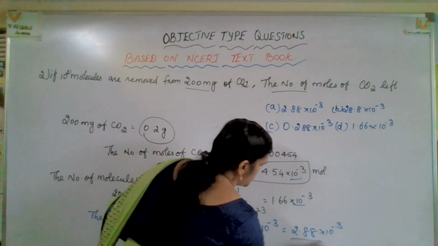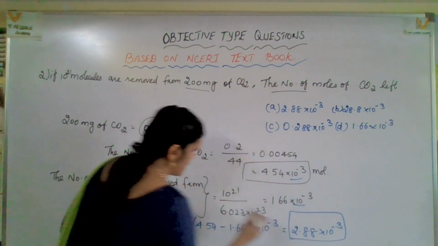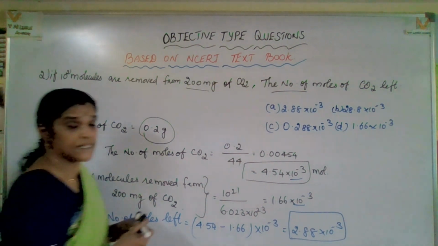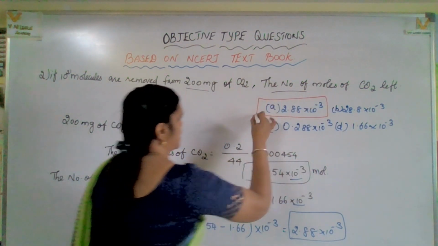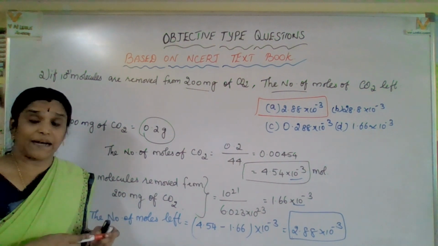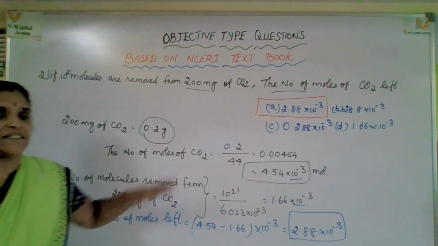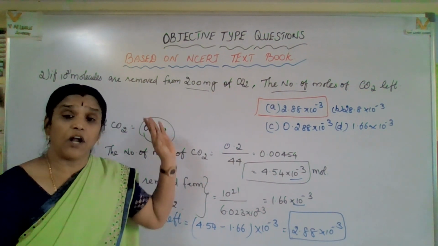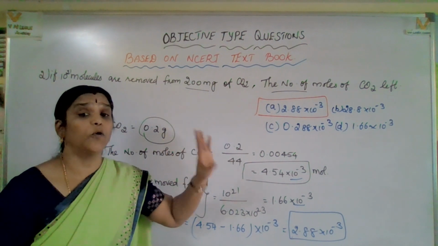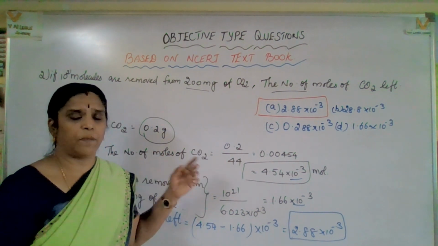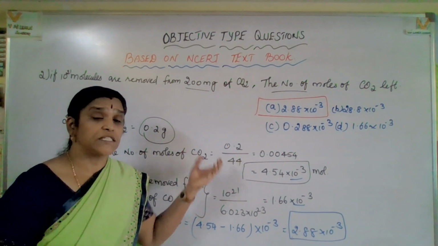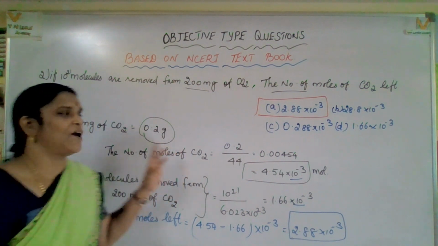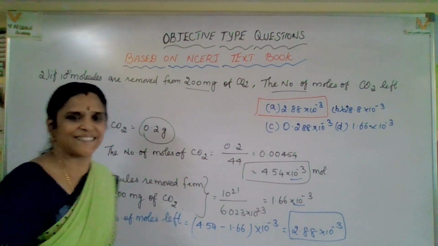Now, which option is the correct option according to the answer? Option A is the correct option. I hope you got a clear idea. The same sum you cannot expect, but this kind of sum you will expect. Now I hope you know how to solve such problems. Please note down the concept of how to solve. That's more than enough, you can crack it. Now let us go to some more important questions.